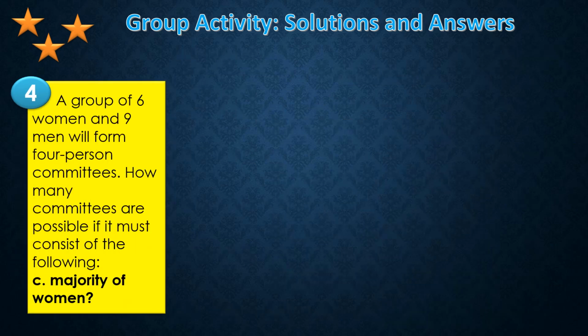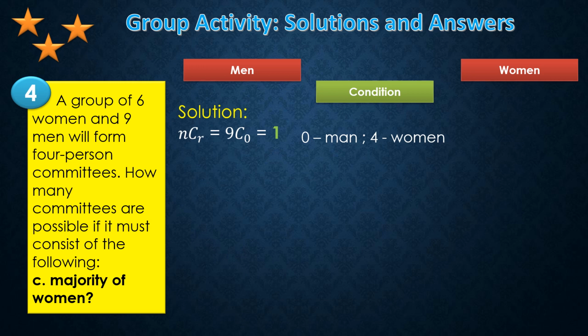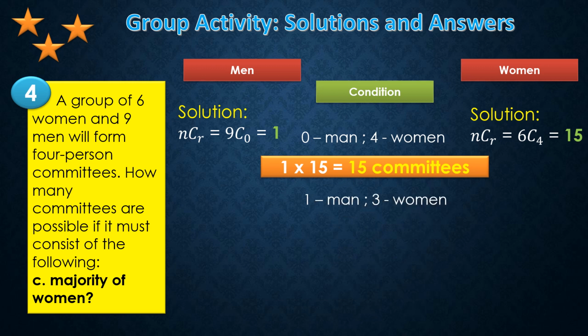Letter C. For letter C, majority of women. Okay? Same as in the previous solution, but now the majority is women. So let's say no men but 4 women, since women are the majority in our condition letter C. So the answer for men is 1 and 15 for women. That is a total of 15 committees.